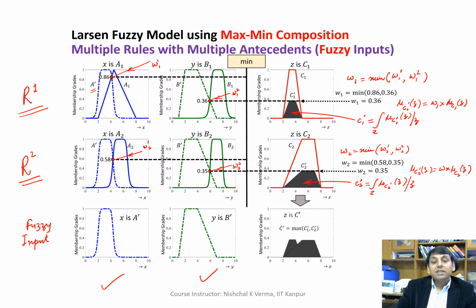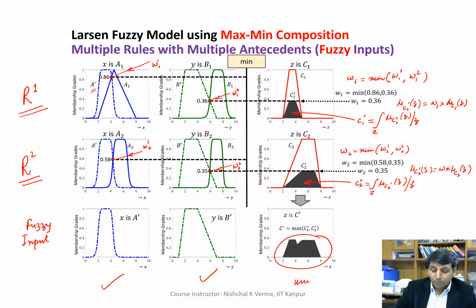Now, since we have multiple rules, when we apply max min composition, the max of max min composition is relevant here. Here we have two rules, so both the outputs are now accounted for, and this accounting is done by taking the union of the two. That's how we get the output.